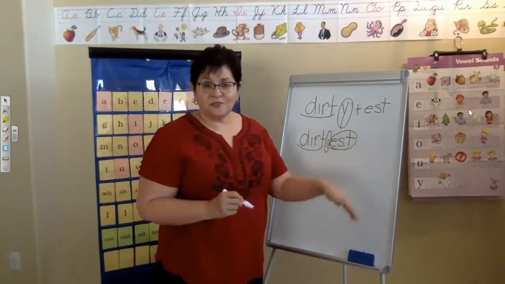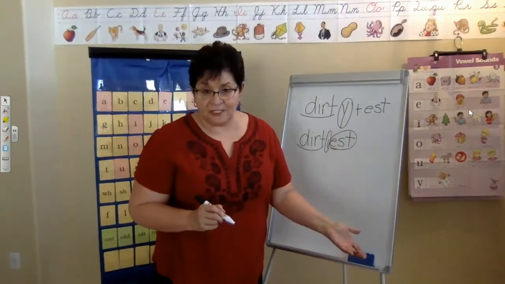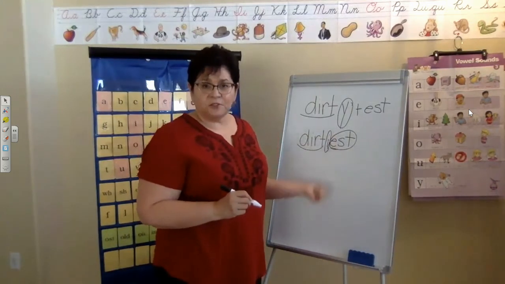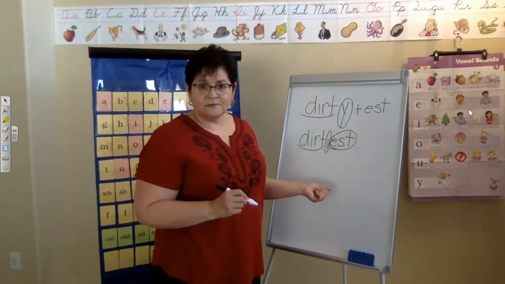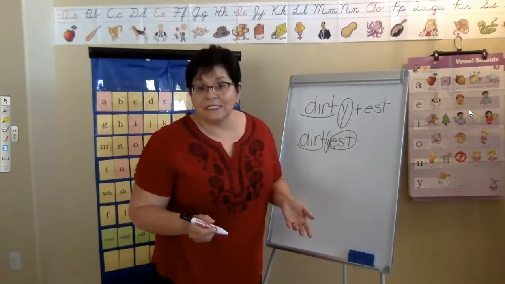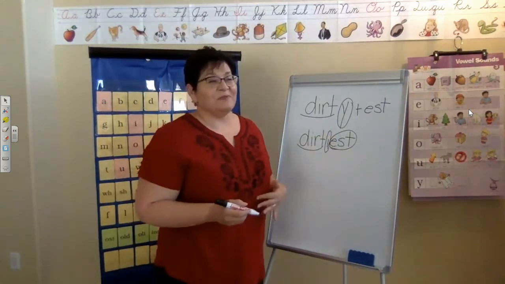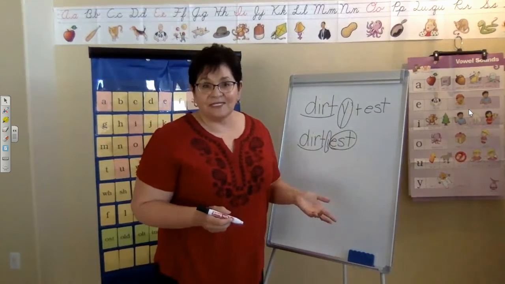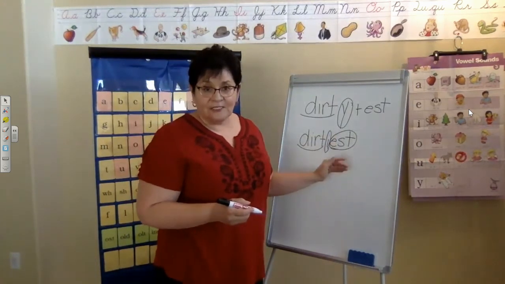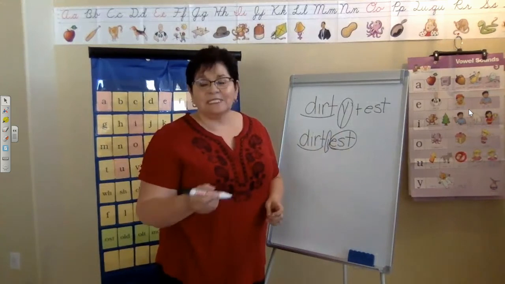So if something is the dirtiest, maybe it has the most mud on it. What would be the opposite of the dirtiest? That's right, probably the cleanest would be the one. I keep picturing my dog getting all full of mud. That would be the dirtiest dog. But the one that didn't get in the mud would be the cleanest dog.